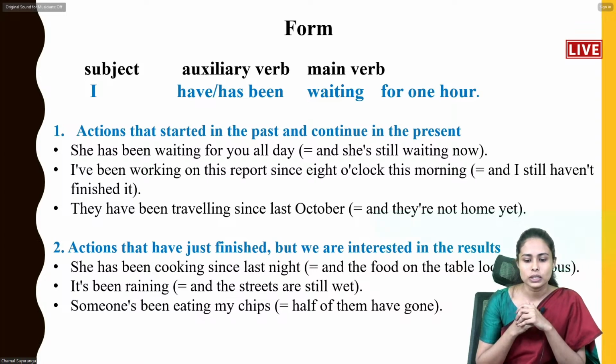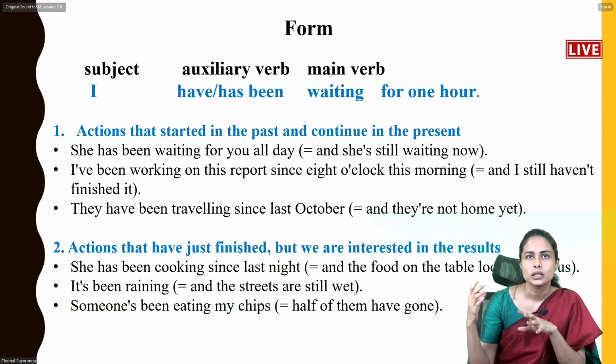Actions that have just finished but we are interested in the results. She has been cooking since last night. The same thing. It has been raining and the streets are still wet. Someone has eaten my chips. Half of them have gone. Someone has been eating my chips. We don't know who has eaten my chips, but the result is there, half of them have gone.